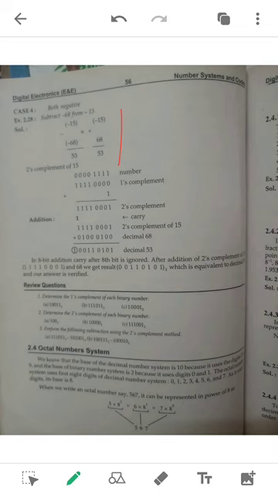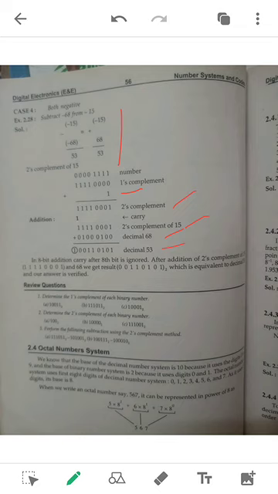So you have to take the 2's complement of 15. How to get the 2's complement? You have to convert the number into 1's complement. After conversion to 1's complement, you have to add 1. You will get the result in 2's complement. This is the 2's complement of 15, and the decimal equivalent of 68 is here. So after the addition, you will get 53.